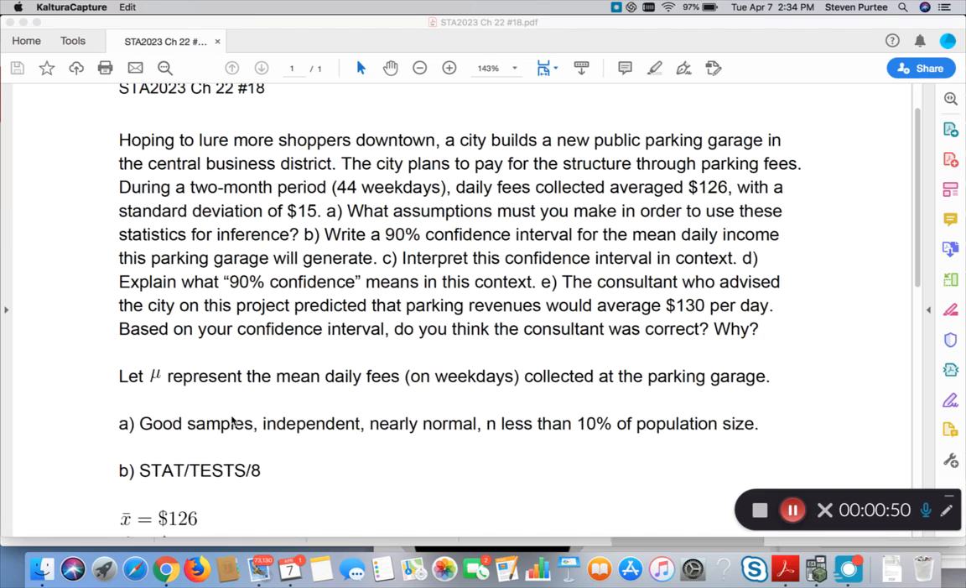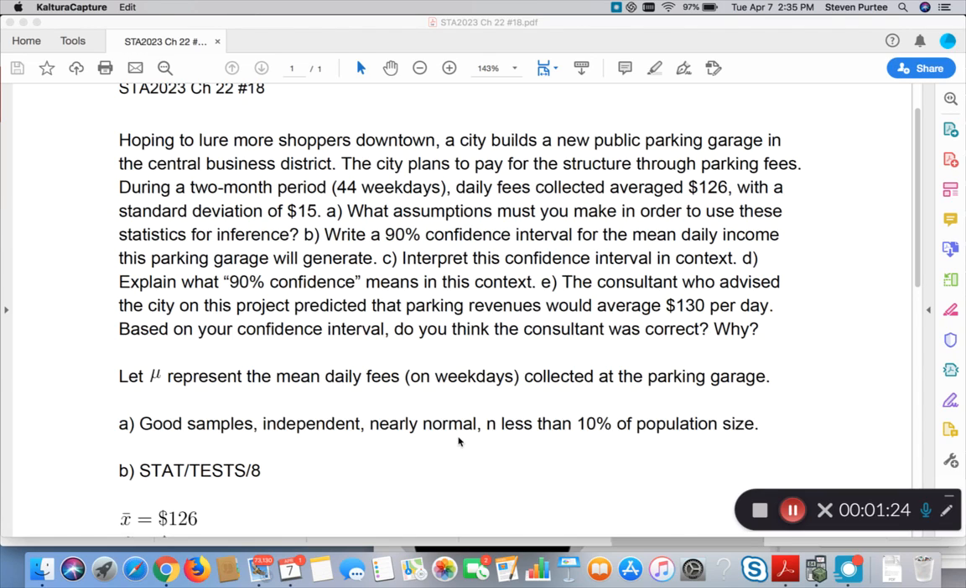We have to just assume that they did a good sample here. If this sample of 44 weekdays doesn't represent the whole year, if that were during the holiday season or something, maybe this might not be a good sample. So let's just assume they did a good sample. We need our samples to be independent. If we go out and collect a bunch of different samples, the act of collecting one sample should not affect another. Our nearly normal condition is that the population should be something like a normal distribution.